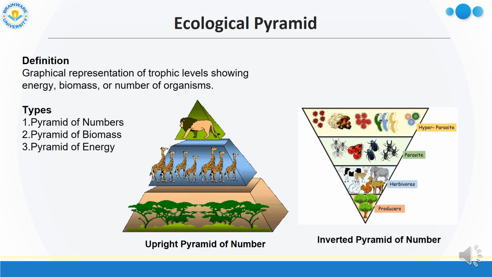In the second picture, you can see inverted pyramid of number. First trophic level indicates producer, then herbivores, then parasites, and at last hyperparasites. So the number of parasites is more than the number of herbivores, and the number of hyperparasites is more than that of parasites. So this is inverted pyramid of number.